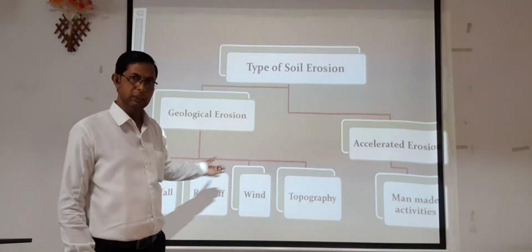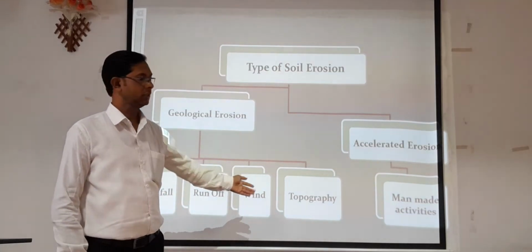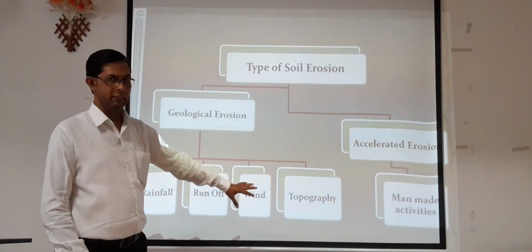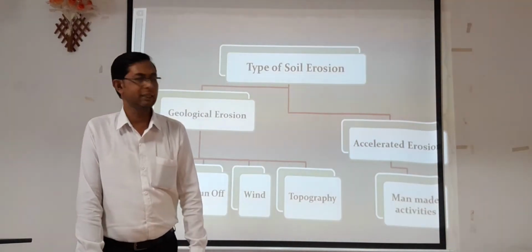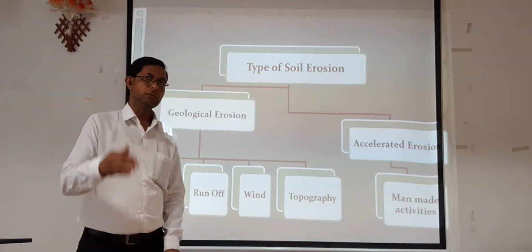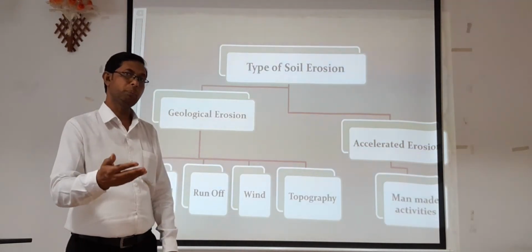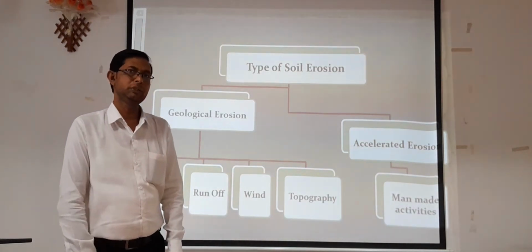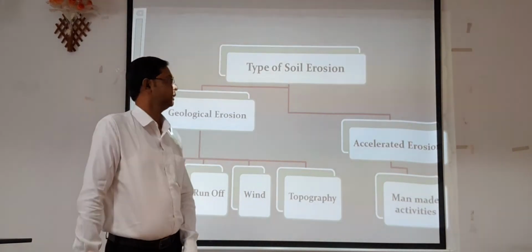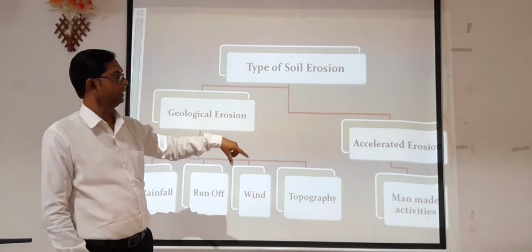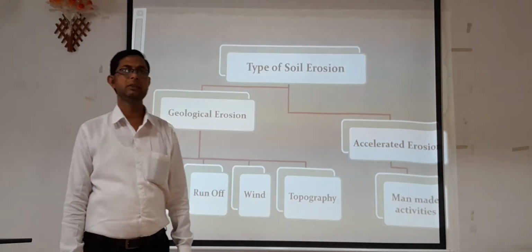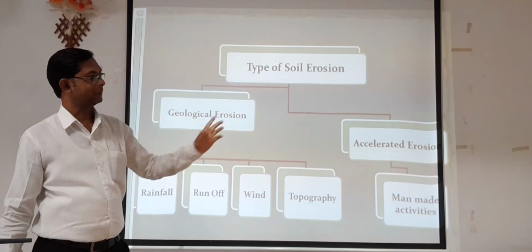So geological erosion is a completely natural process. It will take time to change the topology of that particular region. But when we talk about accelerated erosion, due to the intervention of humans, the erosion takes place very fast, or the structure of that region changes quickly, and that is known as accelerated erosion. So these are the types of erosion depending on the factor: geological erosion, which is natural, and accelerated erosion, which is man-made.